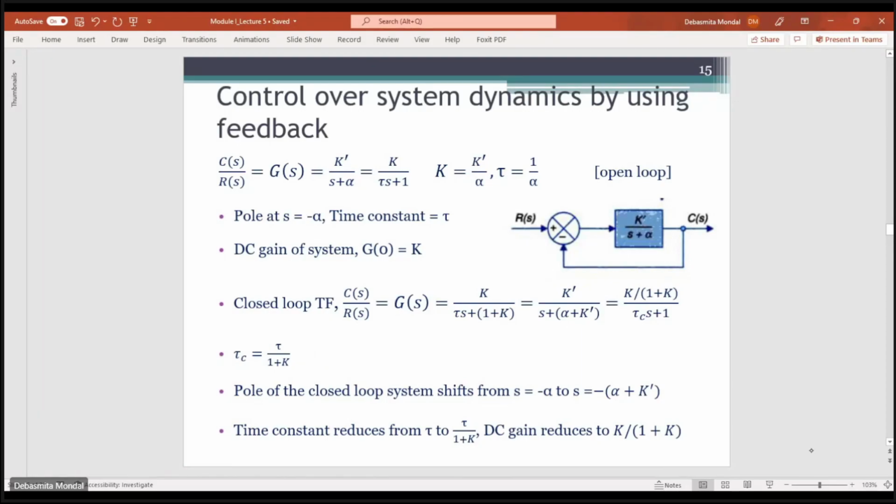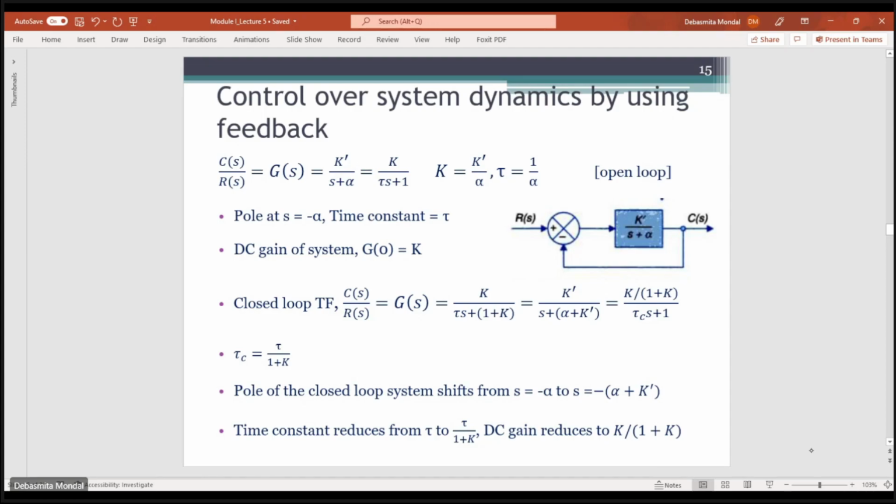If you want to see the DC gain of the system, that means the gain at 0 frequency, so you substitute S by 0. It will be equal to K. So the DC gain of the open loop system is K. Now in the second case, let us consider that we are using a unity feedback system. The moment there is unity feedback, the closed loop transfer function changes.